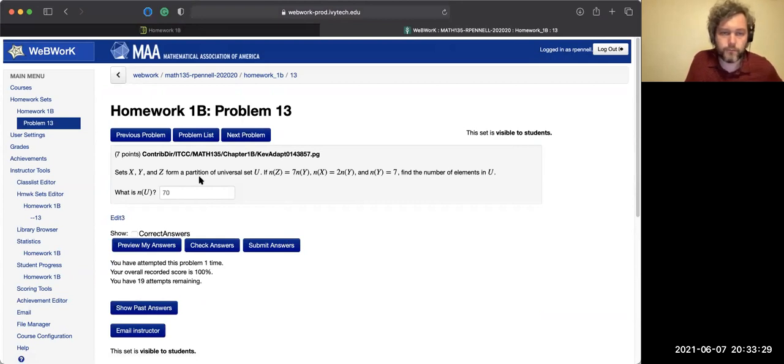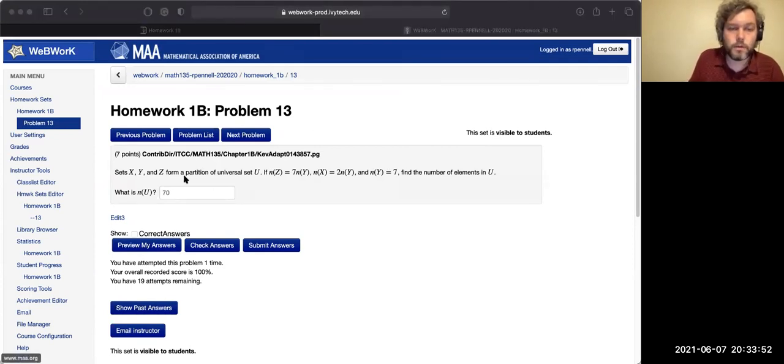Okay. For this one, I'm going to work it out, I think, fully. Sets X, Y, Z form a partition of the universal set U. The number of elements in Z equals 7 times the number of elements in Y. The number of elements in X equals 2 times the number of elements in Y, and Y equals 7. Okay. So there's a lot going on here. But the first thing we have to understand is that these are partitions. If we don't understand that these are partitions, there's no way we can solve the problem. Okay? We have to understand what that means.